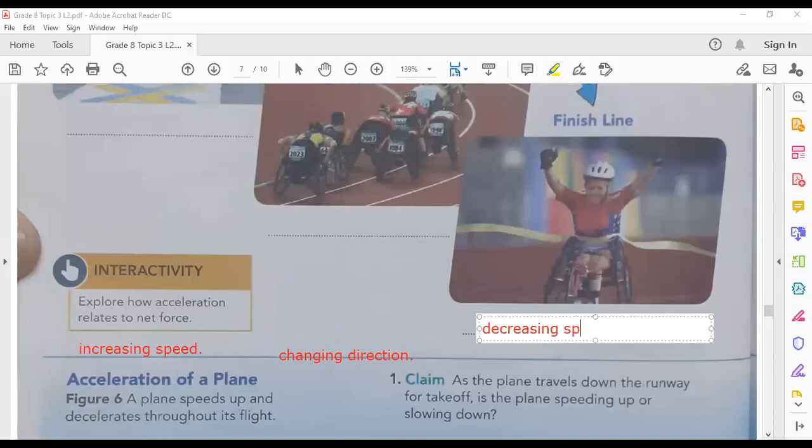In all cases, it is either increasing speed, changing direction, or decreasing speed. All of them are examples of what? Acceleration. All of these are examples of acceleration. Right.